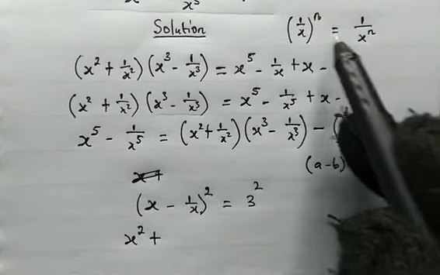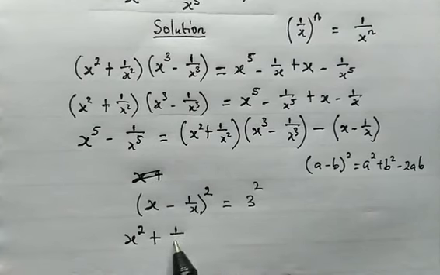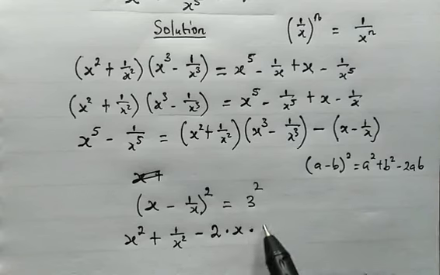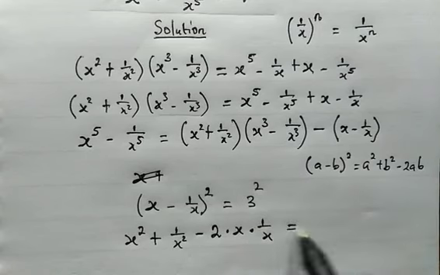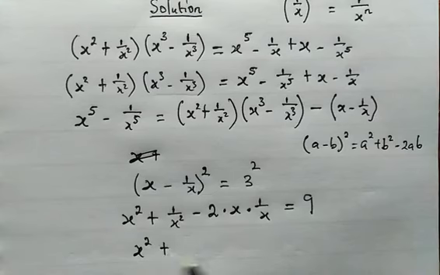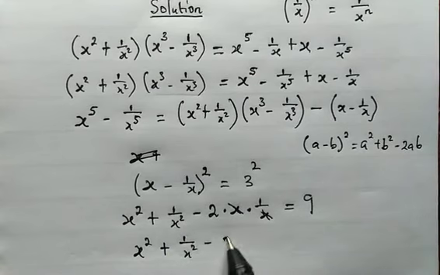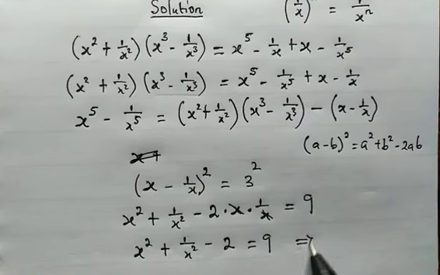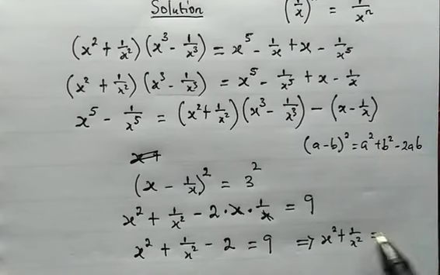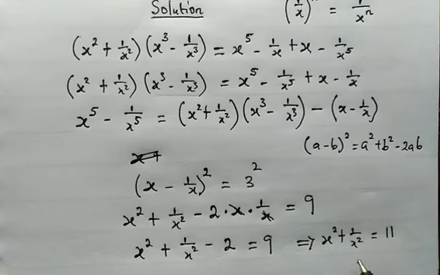Remember what I said earlier here, right? So that will give us 1 over x squared. Then we have minus 2 times x times 1 over x. X cancels 1 over x, right? Then we're left with 2. And from here, 3 squared is 9. From here, we get x squared plus 1 over x squared minus 2 equals 9. And from here, we have that x squared plus 1 over x squared equals 9 plus 2, which is 11.